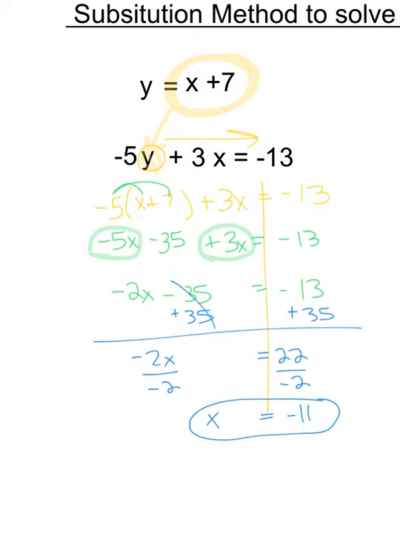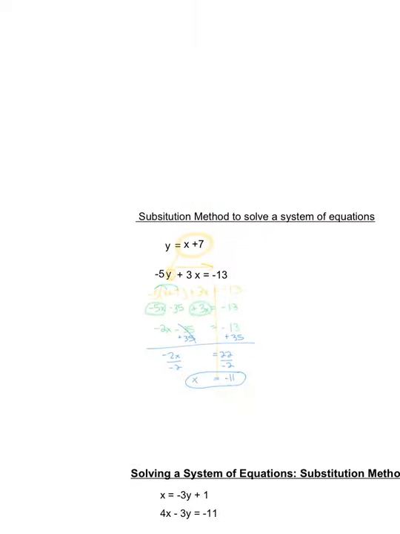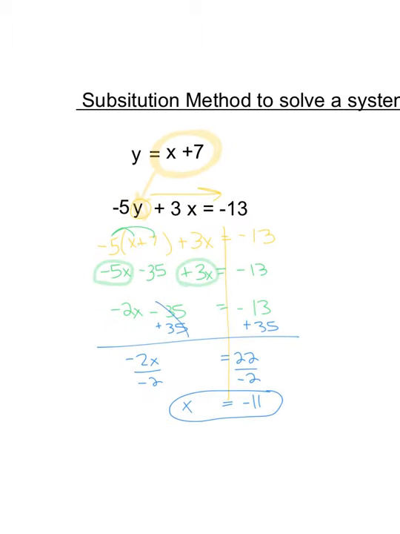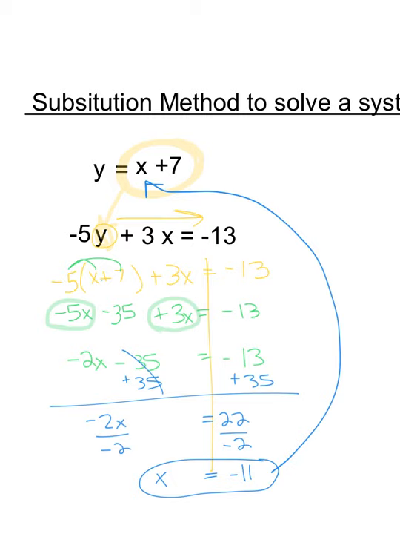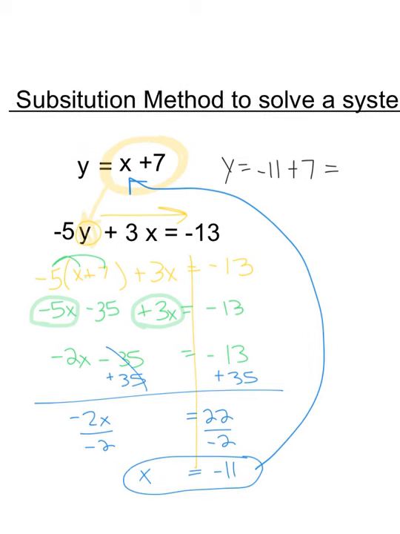Don't stop here. When you solve for x, that is not your final answer with a system of equations. There's two equations, and there were two variables, x and y. So we need to go back, plug in our answer of x equals -11, and calculate the y. So we've got y equals x plus 7, put in our number of -11. -11 plus 7, which is -4. So we got y equals -4.